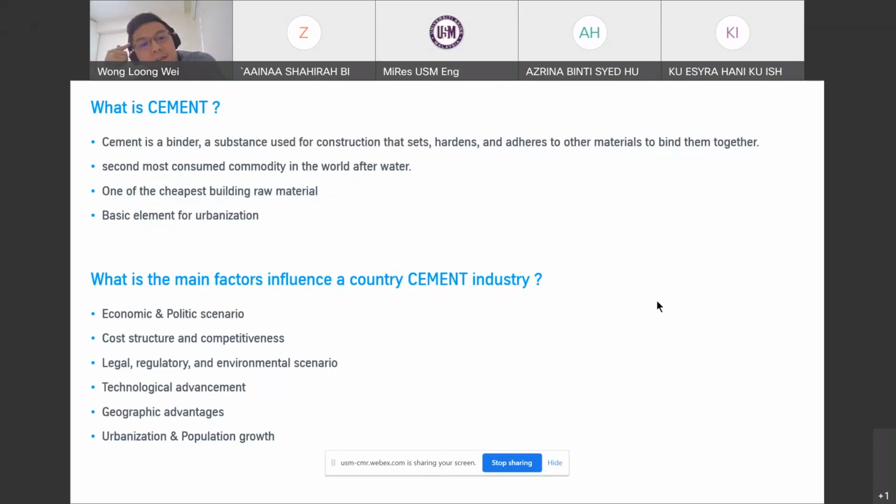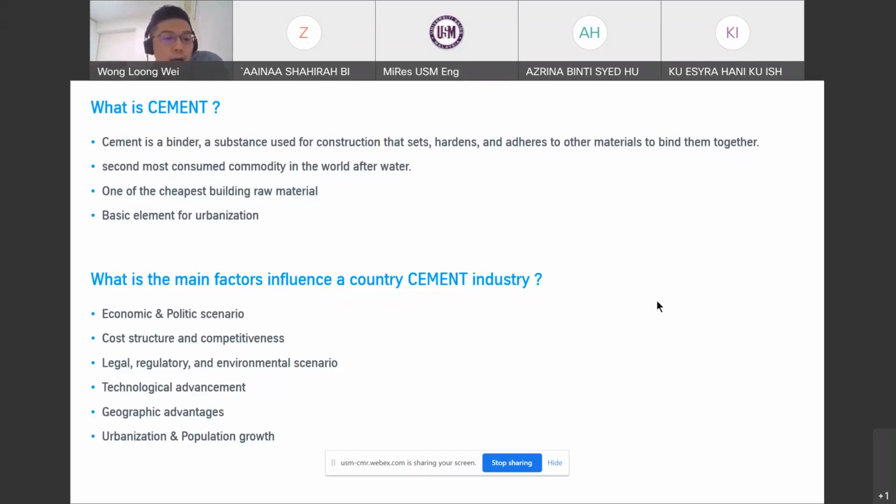And what are the main factors that currently influence a country's cement industry? So cement is a very complicated product. When we talk about the cement industry, it's not just about selling cement. There are a lot of factors that contribute to whether cement will be in higher demand or lower demand. So these come together with the economics or the political scenario.